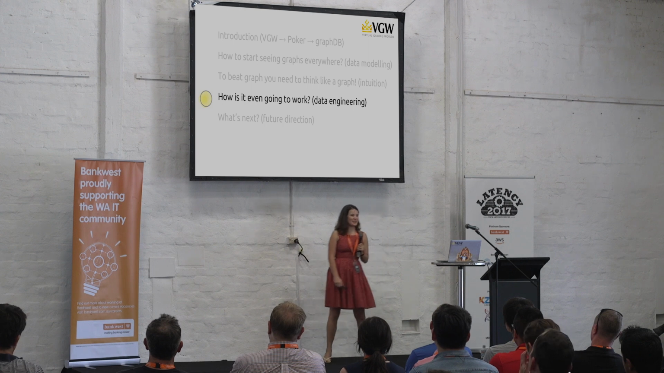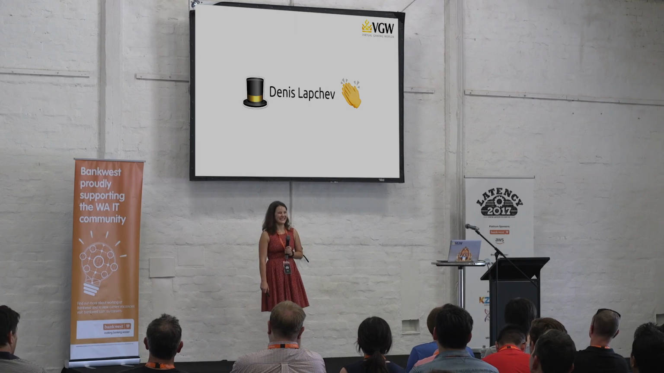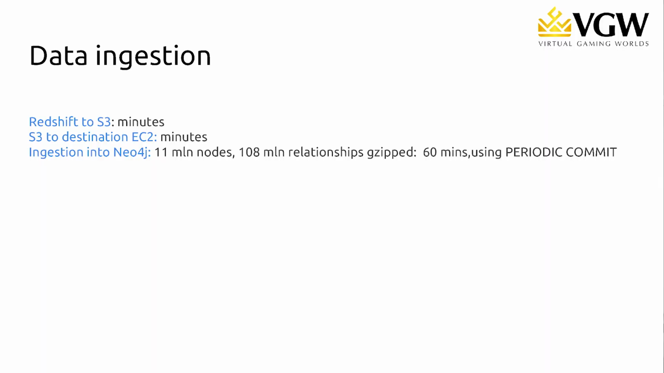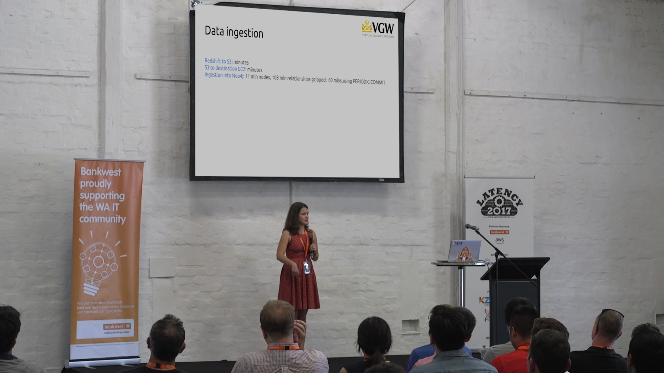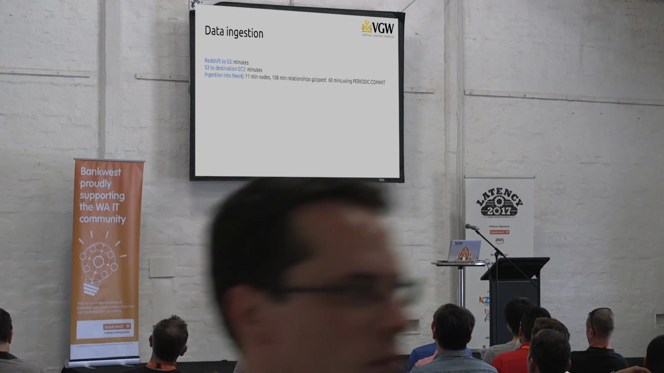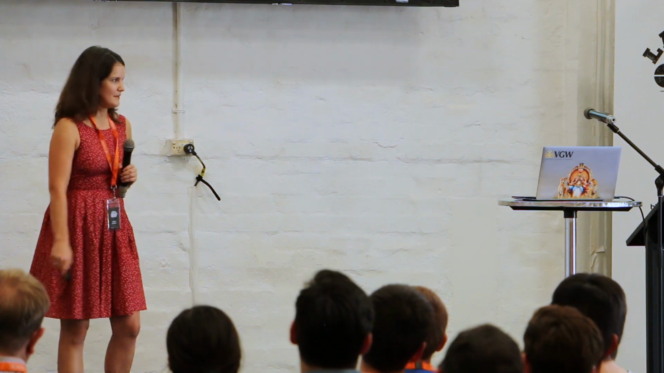Okay, so how is all that even going to work? This part wouldn't be possible without Denis Lapchev. He helped a lot. He is a Grand Python Meister in our team. We ingested data into Neo4j just as a one-off for this proof of concept. It took minutes from production Redshift to S3, then from that S3 to destination EC2 minutes, and then actually ingesting data into the graph database, all these millions of nodes, took about an hour. And I think that's a plausible solution, because it's not going to happen more often than once in a quarter.